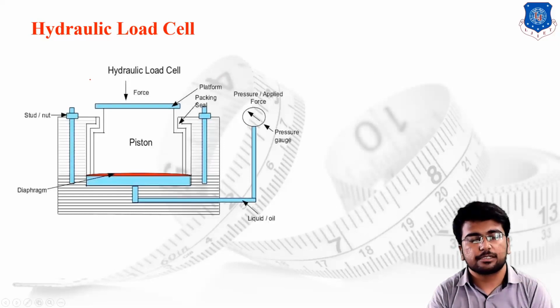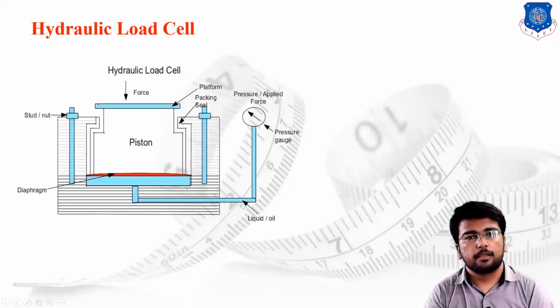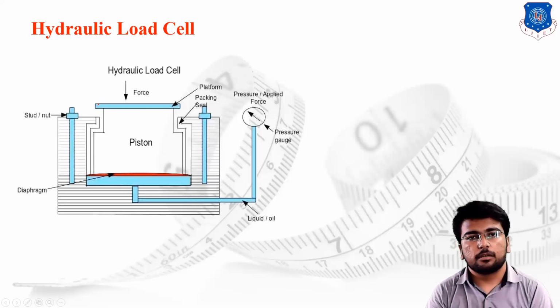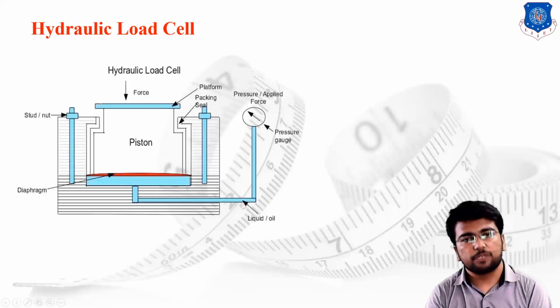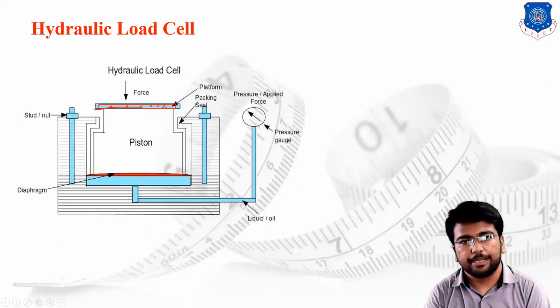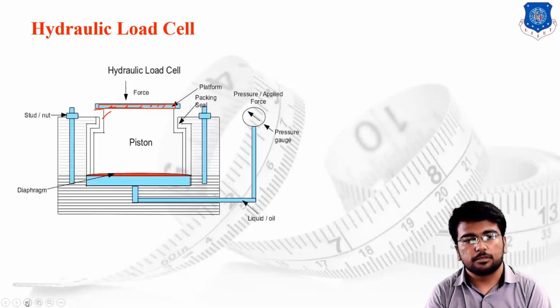Now we are going to discuss the constructional details of the hydraulic load cell. Now we are going to discuss the basic constructional features of the hydraulic load cell, and then we are going to discuss the working of the hydraulic load cell. The very first and very basic element for the hydraulic load cell is the loading platform. This is the loading platform on which the force is to be applied. Then below the loading platform we have designed the piston.